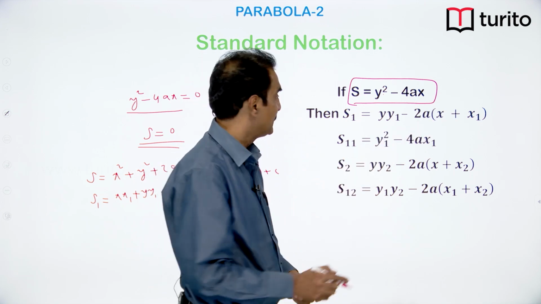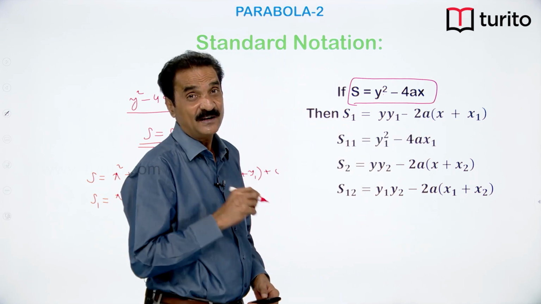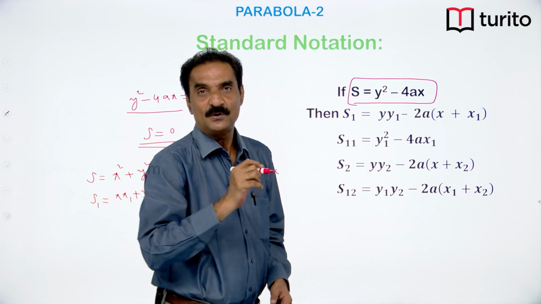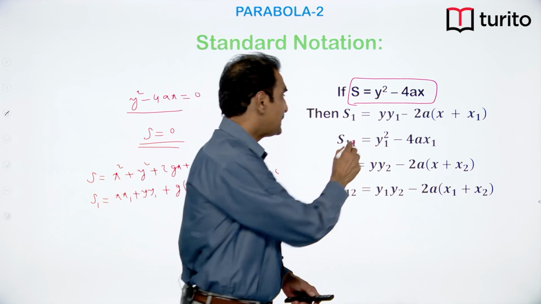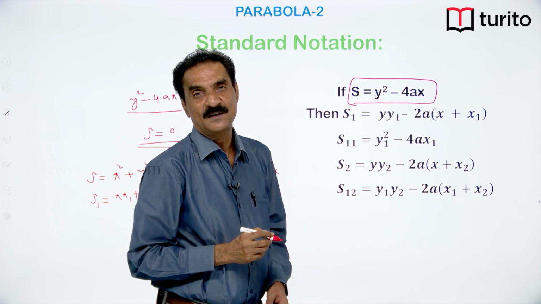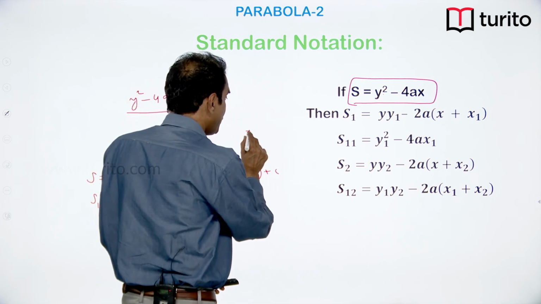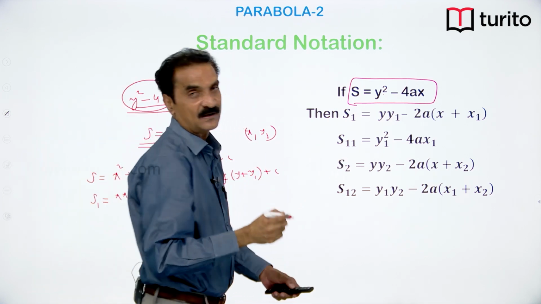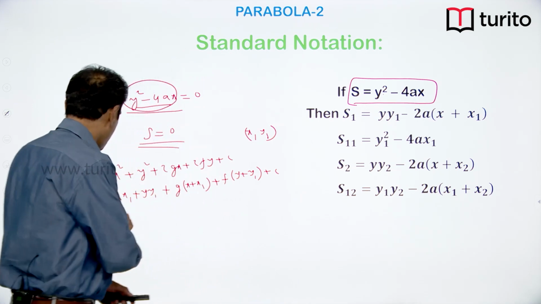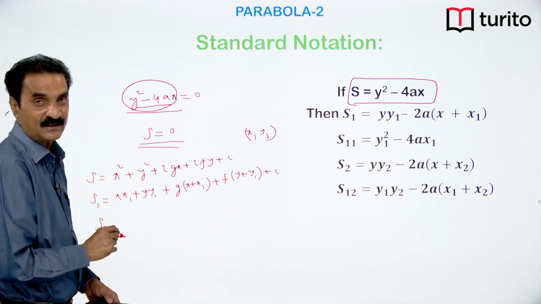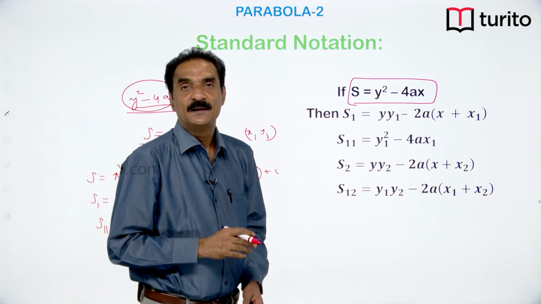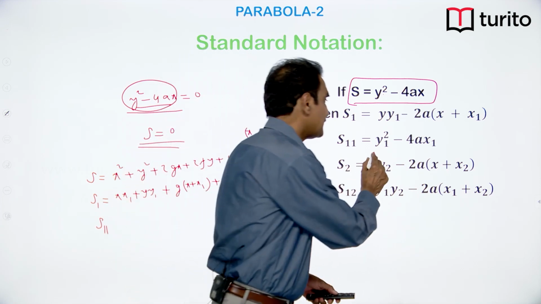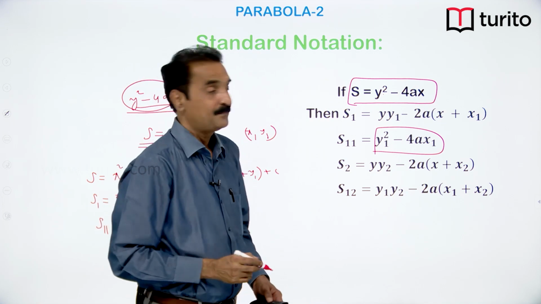You can easily understand S11. By changing both the y's and both the x's to y1 and x1, we get this one as y1 square minus 4a x1. That means by substituting the point (x1, y1) in this equation, the value obtained is S11. In a circle, S11 is called the power of the point with respect to the circle, but in a parabola there is no such name, it is just S11, an expression. In formulae, whenever you get this, you can represent it by S11.